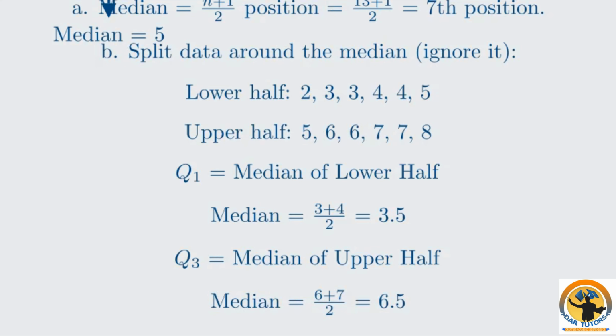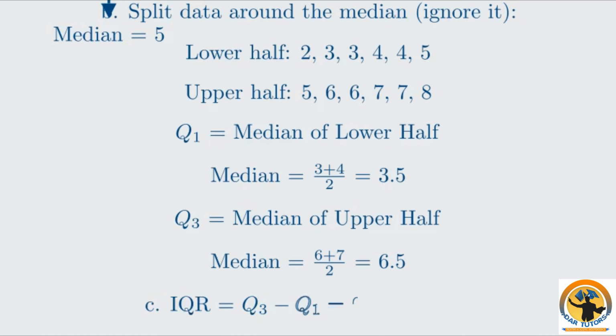Part C asks for the interquartile range. We simply subtract Q1 from Q3. So the IQR is 6.5 minus 3.5, which gives us 3. The IQR tells us that the middle 50% of the data values are contained within a range of 3.